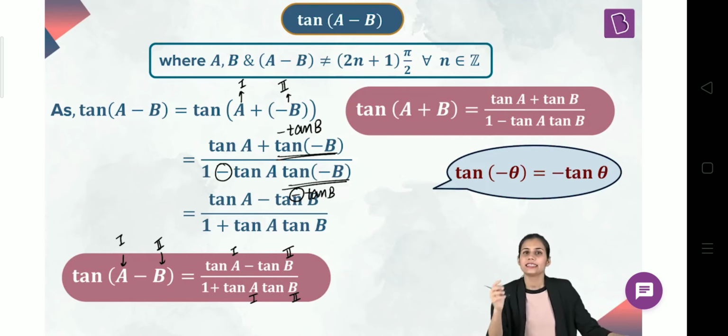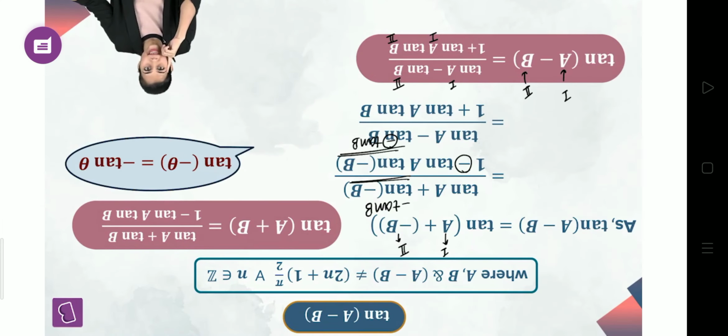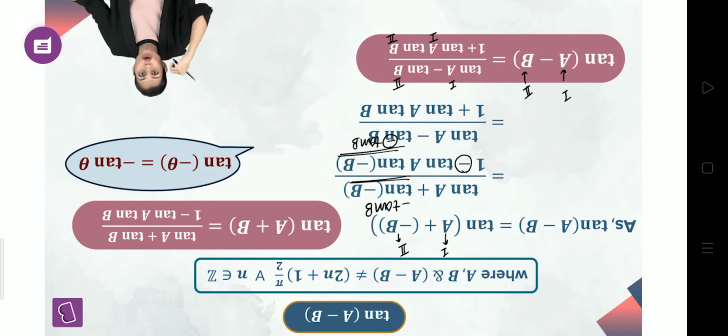Now that we've obtained the tan ratio of the compound angle A plus B and A minus B, keeping in mind that this exists only when A plus B and A minus B satisfy the constraint of not being an odd integral multiple of pi by 2, along with A and B also satisfying the same constraint.